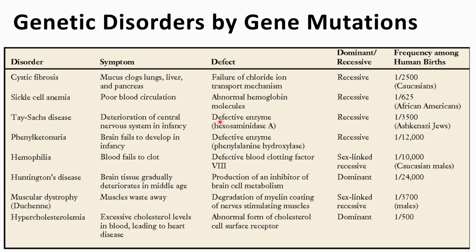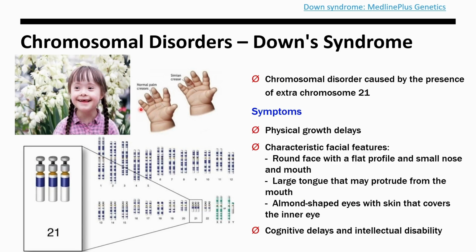So these are some of the examples of genetic disorders. You can look at it later. And then we will go to the second category, that is chromosomal disorders. In chromosomal disorders, unlike the single gene, nothing happens with the genes. Instead, abnormalities happen in the chromosomes.